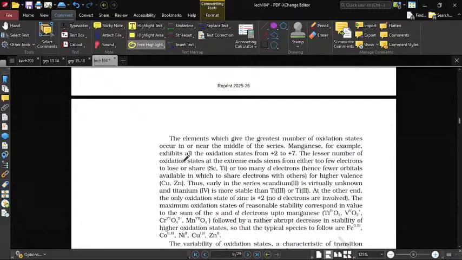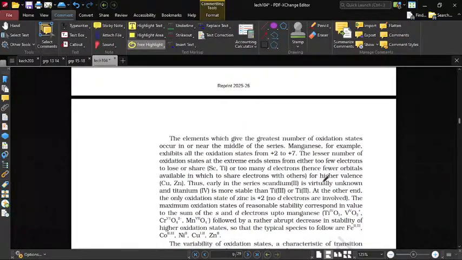The lesser number of oxidation states at the extreme ends stems from either too few electrons to lose or share, scandium or titanium, or too many d electrons, hence fewer orbitals available in which to share the electrons with others, or higher valence, copper and zinc.